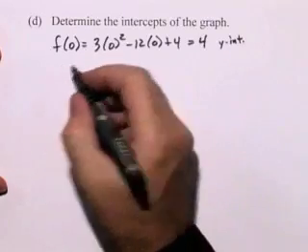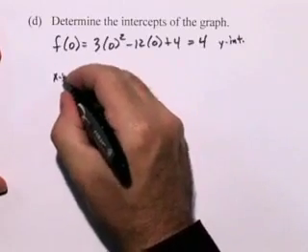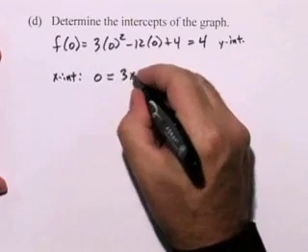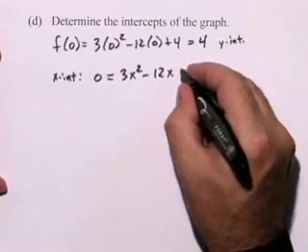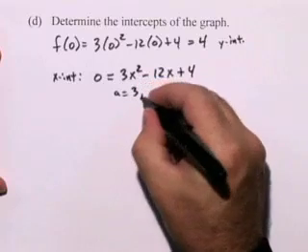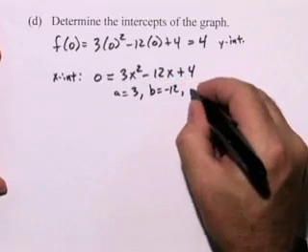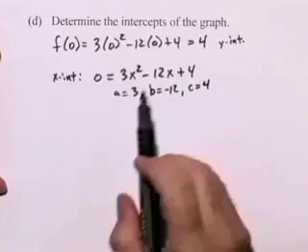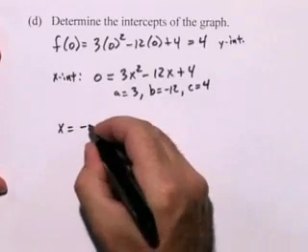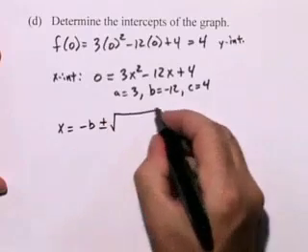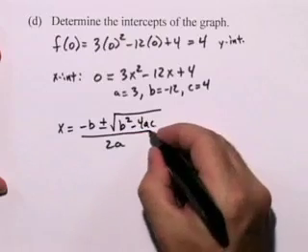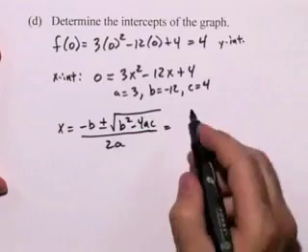We'll find our x-intercepts by setting the function equal to 0 and then solving the resulting equation. So if 0 is equal to 3x squared minus 12x plus 4. We identified earlier that a was equal to 3, b was equal to negative 12, and c was equal to 4. We'll solve this quadratic equation by using the quadratic formula. x is equal to negative b plus or minus the square root of b squared minus 4ac all over 2a. We put in our values for a, b, and c.